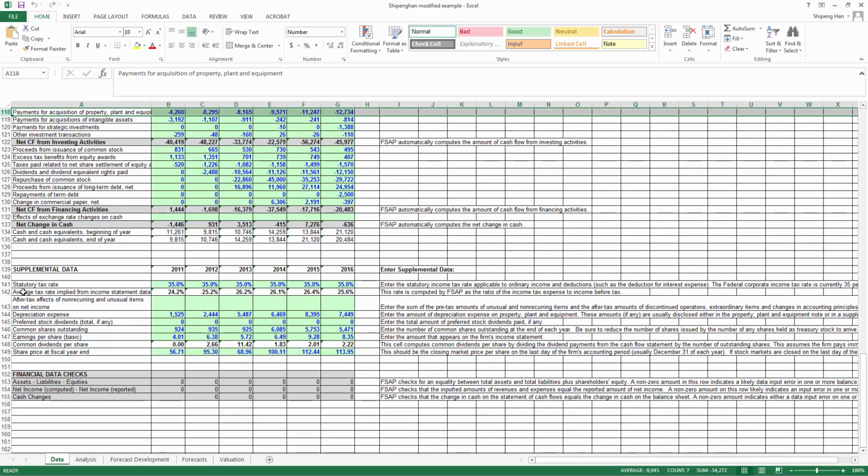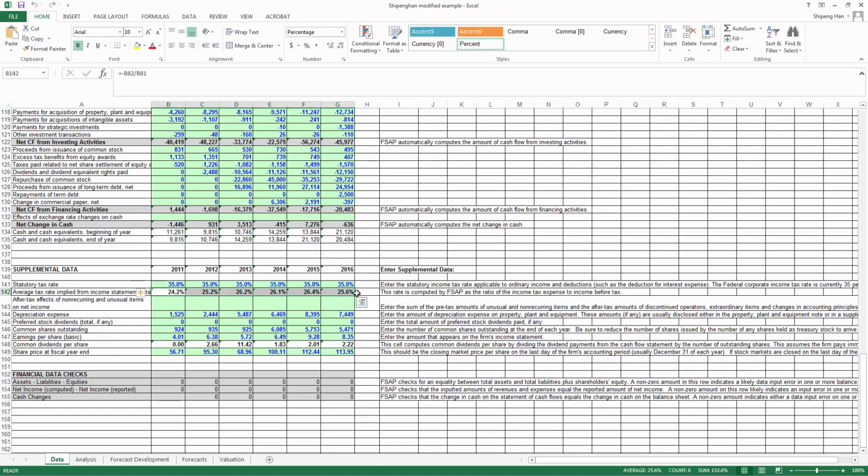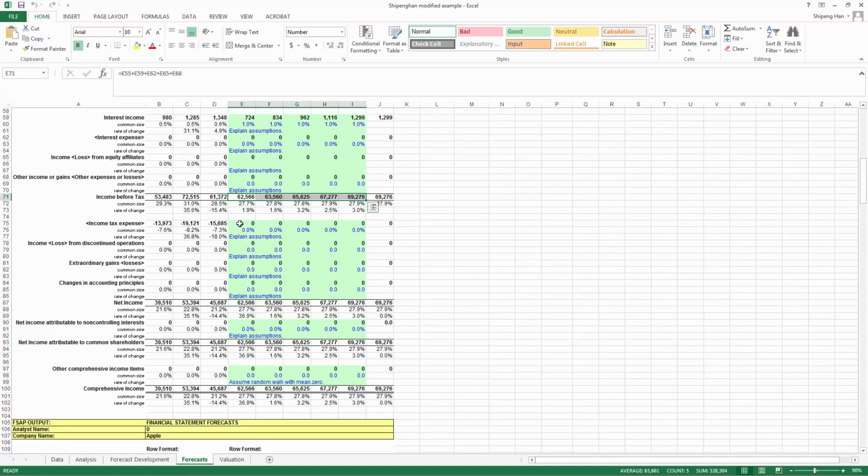Actually, you got this from the Data tab. The effective tax rate or average tax rate for the past 5 or 6 years, right? So from 2011 to 2016, the tax rate keeps increasing. In 16, the tax rate is 25.6. In 15, the tax rate is 26.4. So on average, the tax rate is 26. So I simply use 26 as the forecast income tax rate in the future. Okay, so we just use the flat rate, 26%.